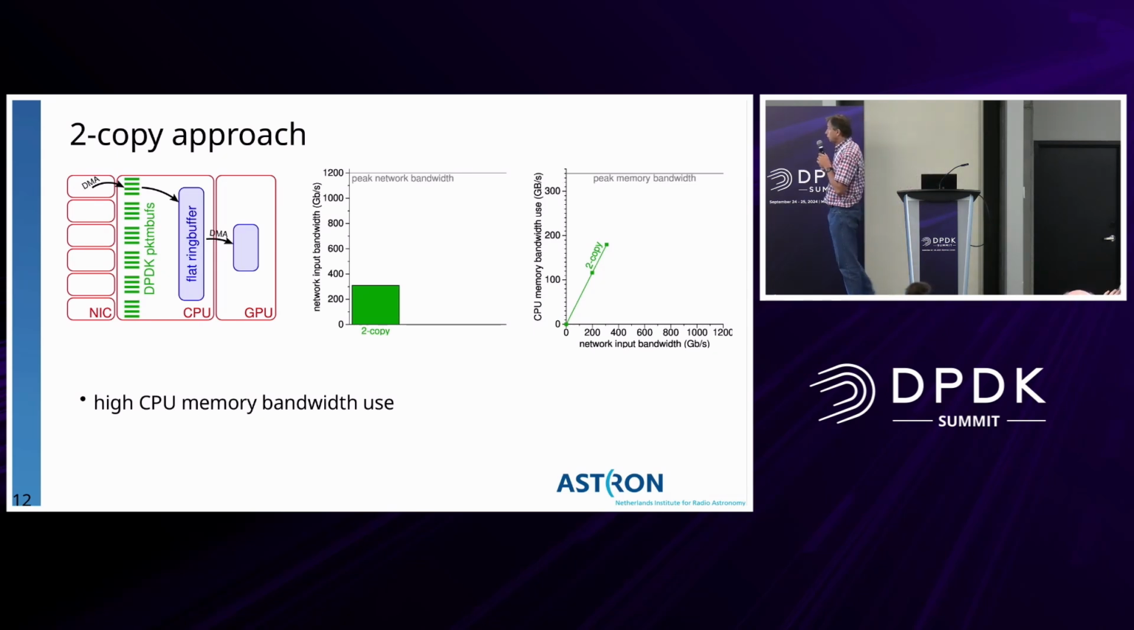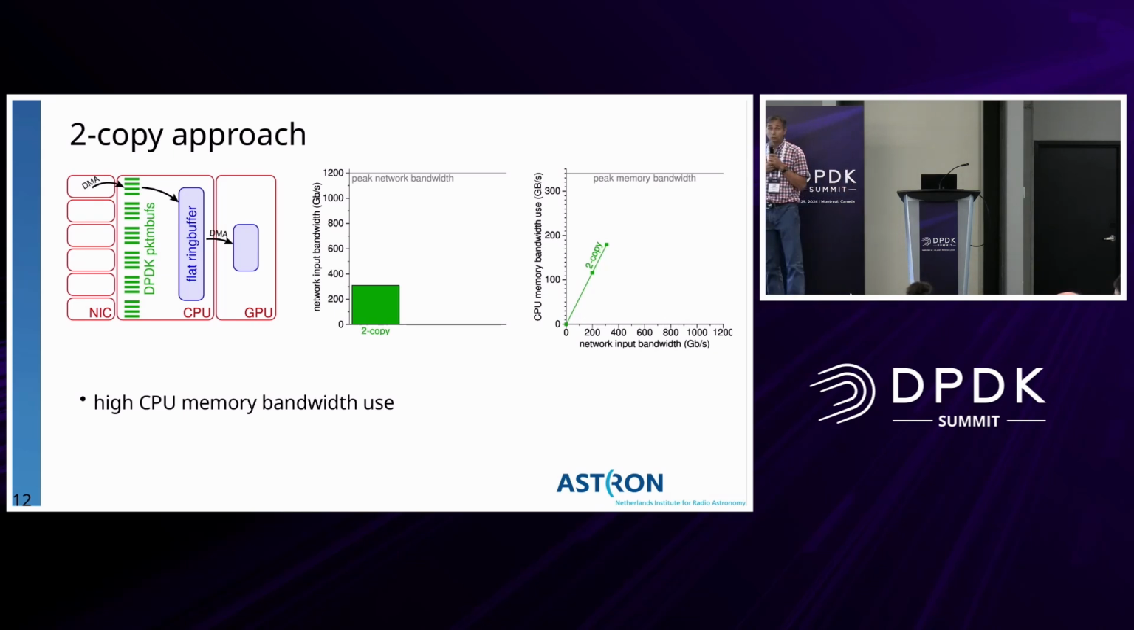What does not work is the traditional approach where we copy the data from, on the left, these network interfaces, which we treated as 6 times 200. There's the general DPDK pktmbuf. We receive data into that, then copy the data. That's the first copy into the flat ring buffer, and then a second copy from the CPU to the GPU. That will give us 300 gigabits per second on these Grace Hopper systems.